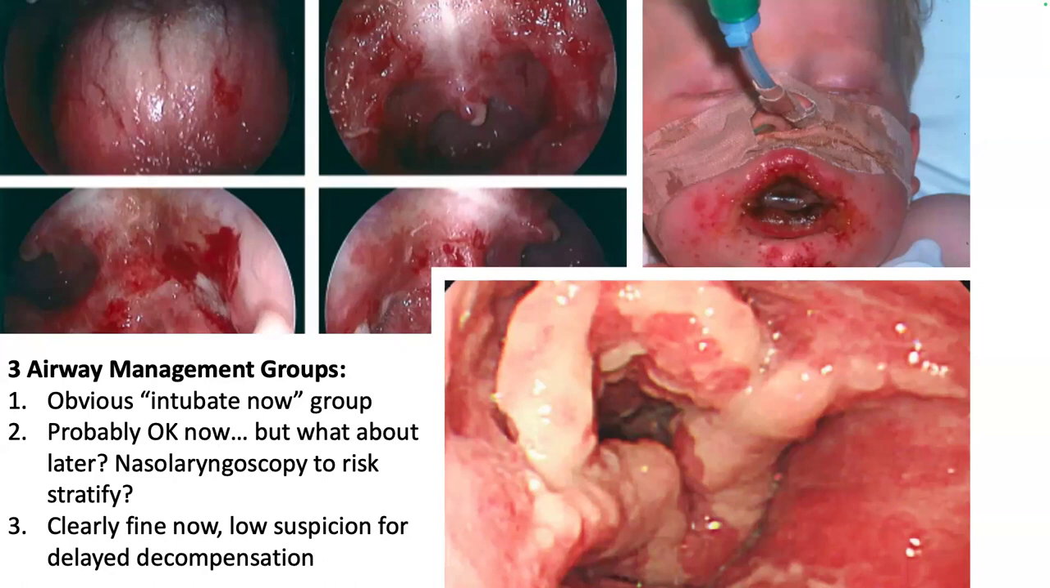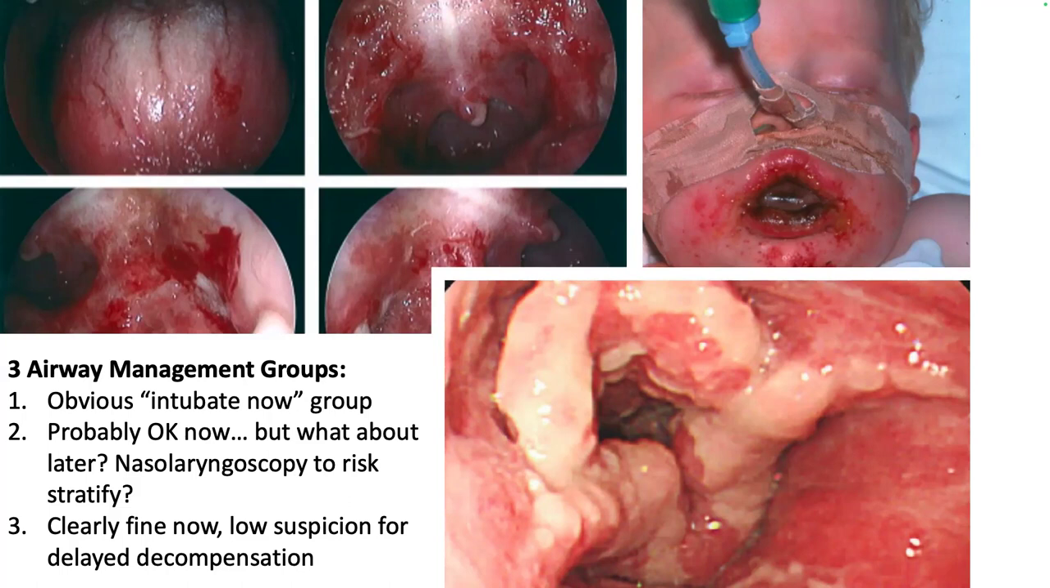Now, that group, although they look okay right in the moment, may actually progress to developing very significant airway edema a few hours later, perhaps a day later. And they might also need to be intubated for an EGD. So that might be a group that you prophylactically intubate ahead of time before they develop a very difficult airway.